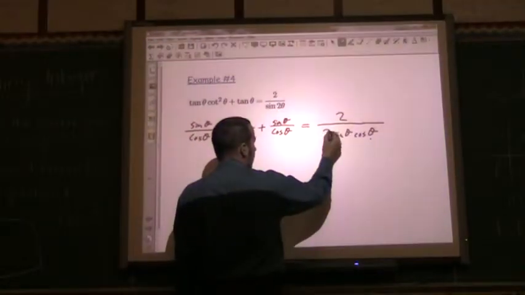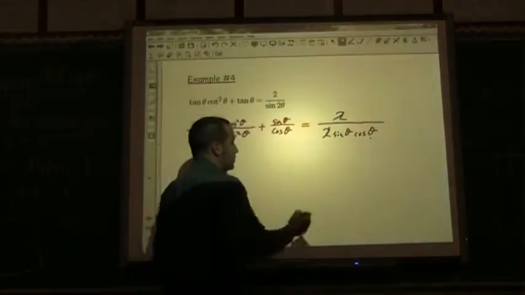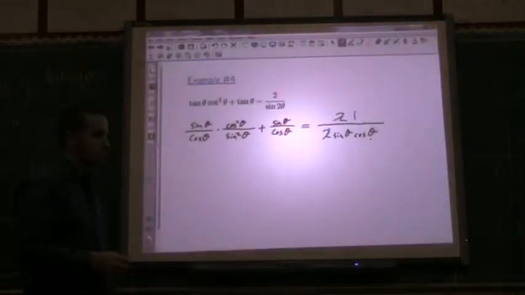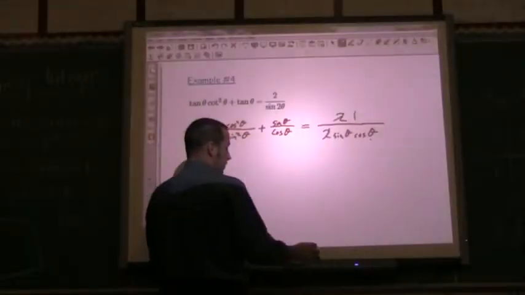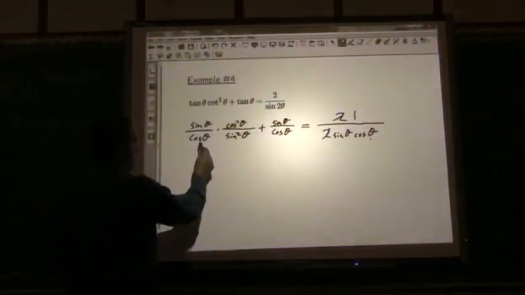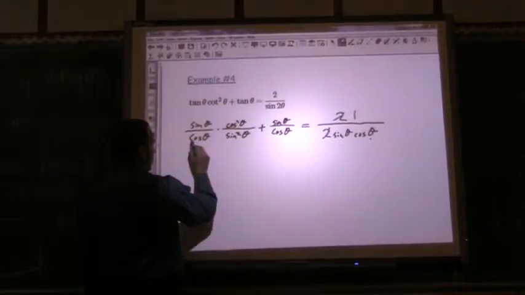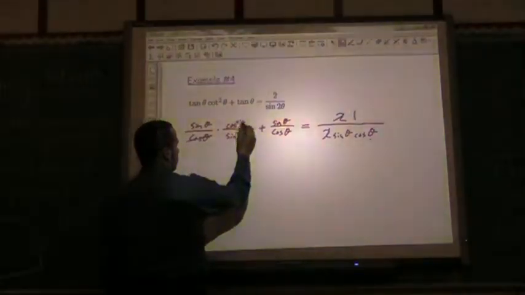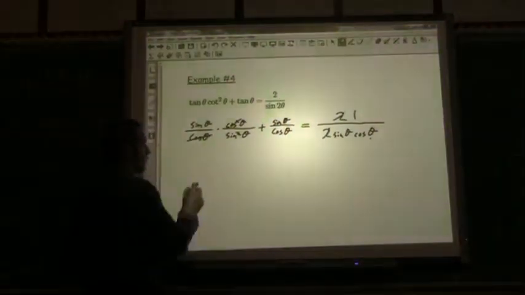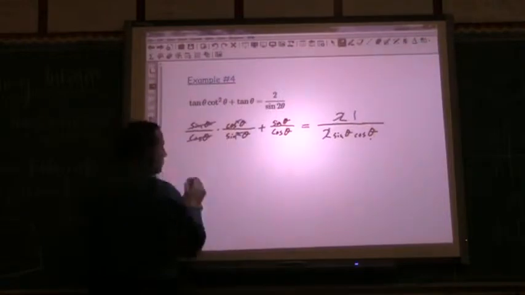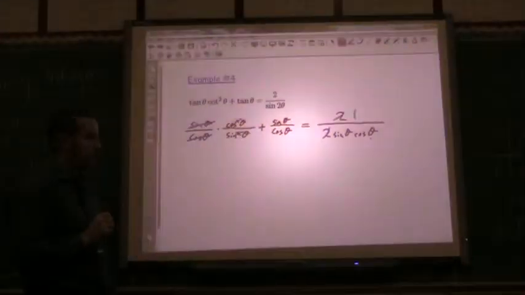I've got 2 on the top and on the bottom, and cancel those. I'm just left with 1 on the top and 1 times this, or just 1 over sine theta times cos theta. Okay, so our next step, I've got some multiplication going on here. I've got a cos that's going to cancel with the cos squared and leave me just cos theta on the top here. There's sine theta on the top here that will cancel with the squared on the bottom, leaving just 1 sine theta on the bottom.